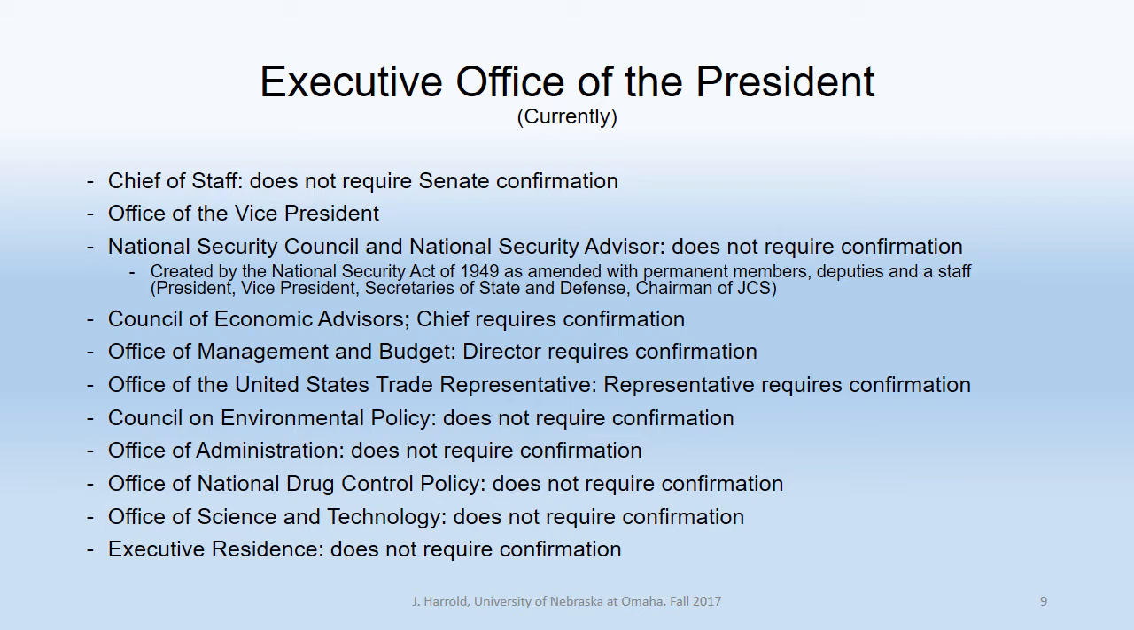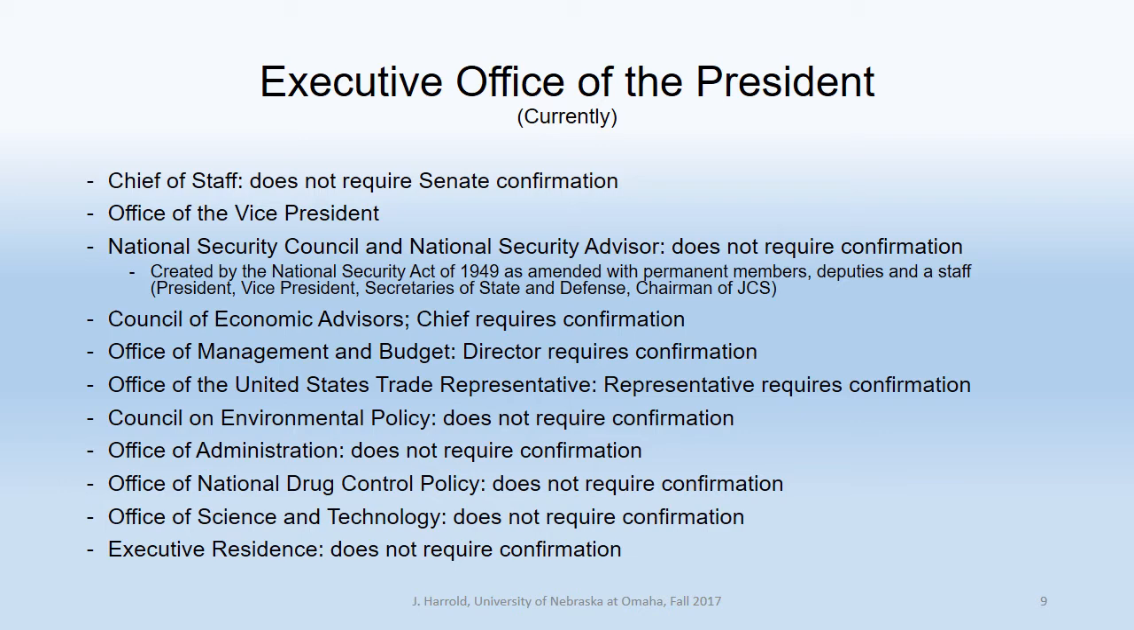Of course, the chief of staff to the president doesn't require Senate confirmation, although arguably some chiefs of staff have been the second most powerful person in government, really, more powerful than the vice president in many cases. Look at the ones who do require confirmation. The Office of Management and Budget, who is really the budget coordination office for the executive branch. That requires confirmation. The Office of the United States Trade Representative requires confirmation. There are offices that don't require confirmation, and you can see those there.